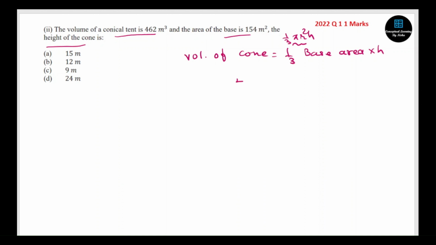Alright. And now this is given to me. So I'll just substitute the values and I can find my answer very easily. So when I simplify this, what do we get? H equals 9, right? Okay. So C is my correct answer.